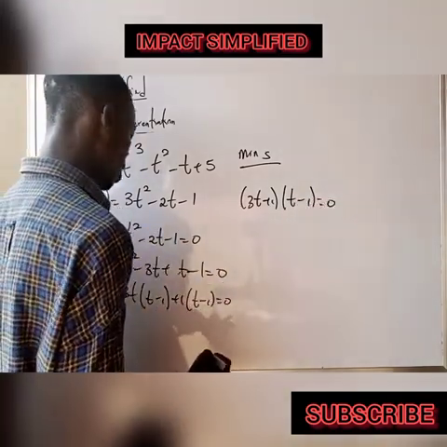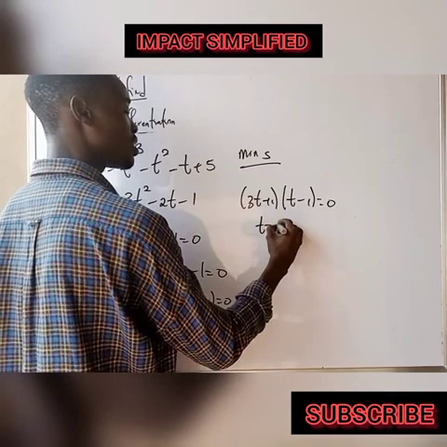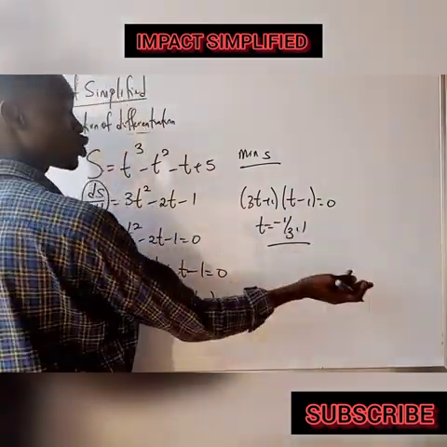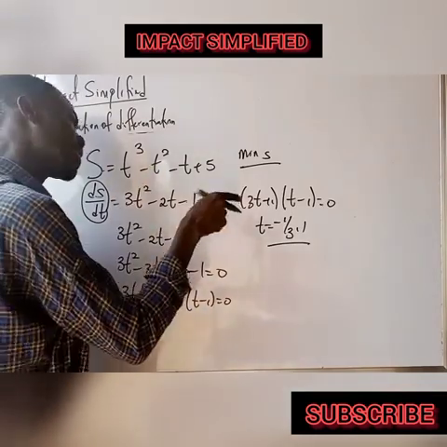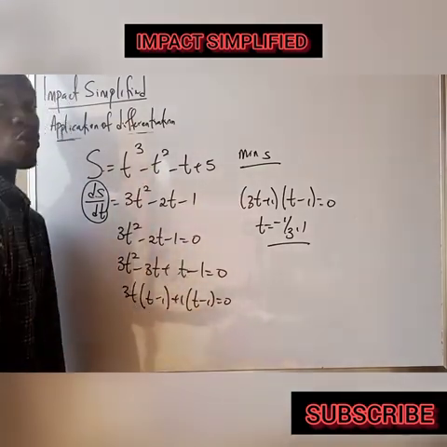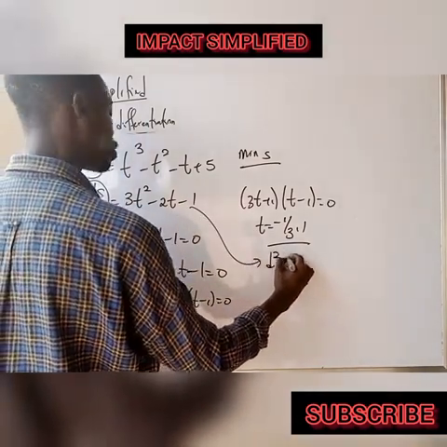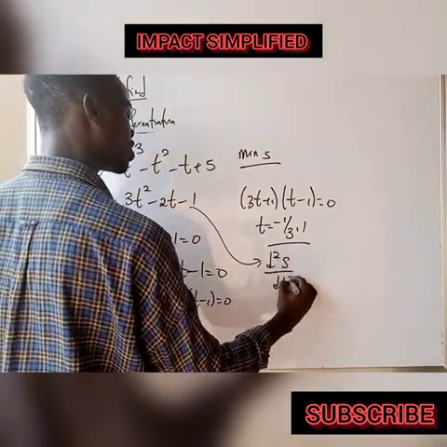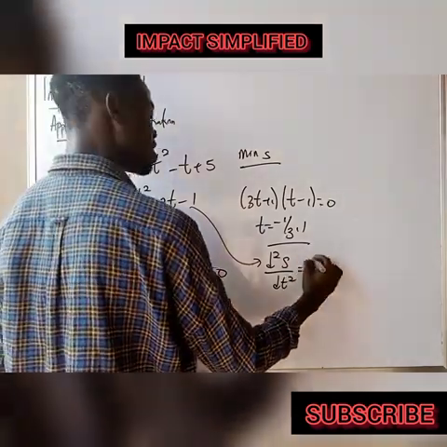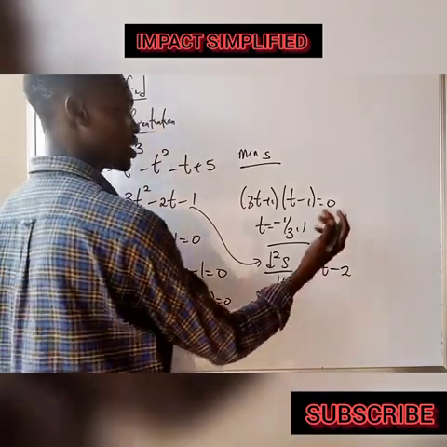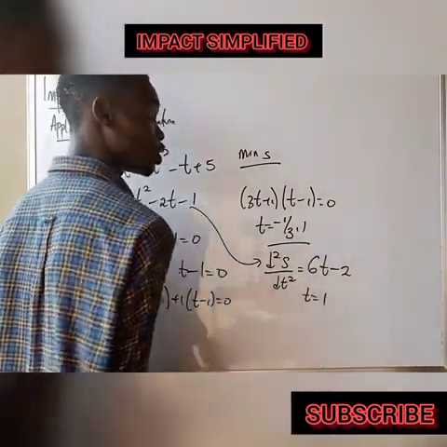And from this, what are we going to have? We have t is equals to what? Minus 1 over 3 and 1. The two cannot be the minimum time. That means we need to cross-check which one is the minimum. And for you to cross-check, you will come to your dx over dt to differentiate again. And if you differentiate this will give us what? 6t minus 2. We get. And then test for 1. That means put your t as 1.